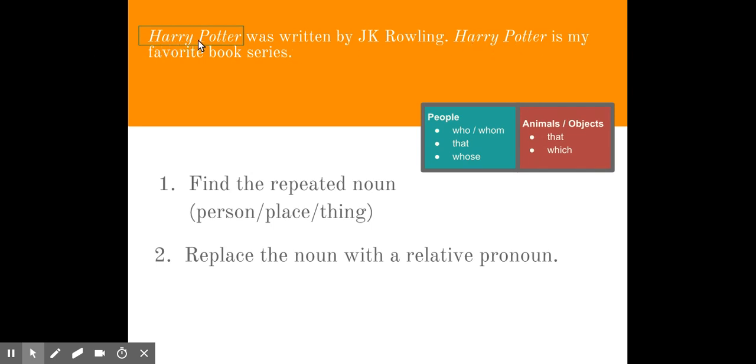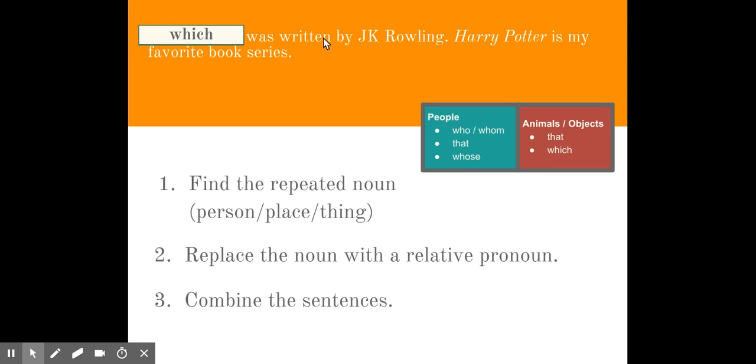Now, Harry Potter, is it specific or general? Harry Potter is pretty specific. It's not just the book series, it's this book series. When I say Harry Potter, you know exactly what book series I'm talking about. So it's going to be specific, which means the relative clause will just add extra information. We're going to use which.